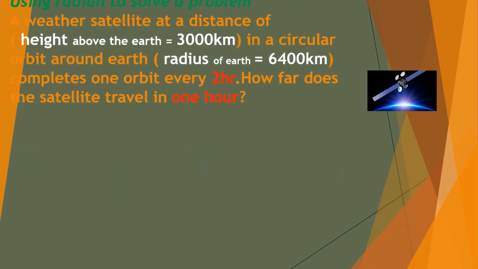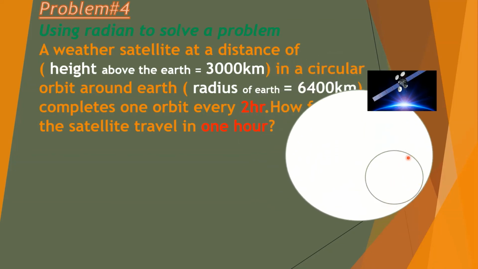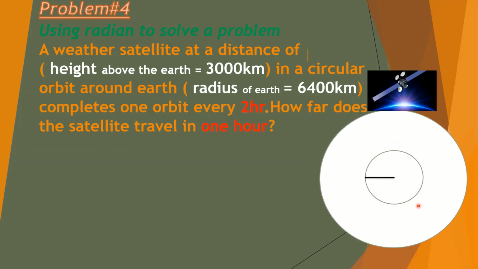Example number 4 is about how to apply this concept in our daily life using radians to solve a problem. A satellite at a distance of 3,000 km above the Earth in a circular orbit around Earth, where the radius of Earth is 6,400 km, completes one orbit every 2 hours. How far does the satellite travel in 1 hour? Assume this is the situation. If this circle models Earth and this models the orbit of the satellite, and this is the distance above the Earth, and this is the radius of the Earth. This is the same as this one, of course, the distance above the Earth at which the satellite is located. So how can you find the central angle that subtends this arc?